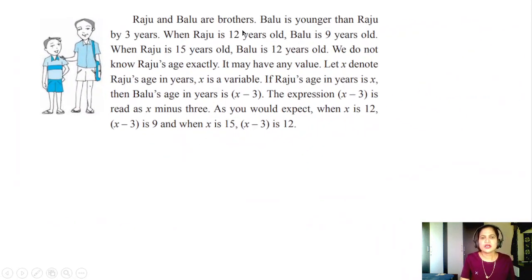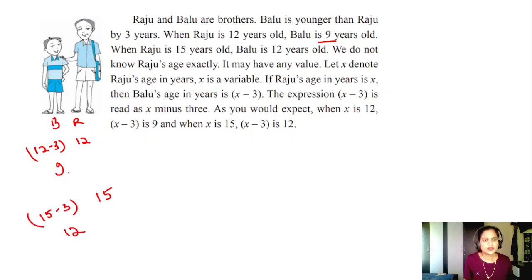Raju and Balu are brothers. Balu is younger than Raju by 3 years. When Raju is 12 years old, Balu is 12 minus 3, which is 9 years old. When Raju is 15 years old, Balu is 15 minus 3, which is 12 years old.